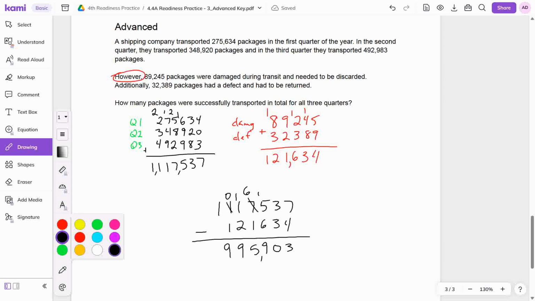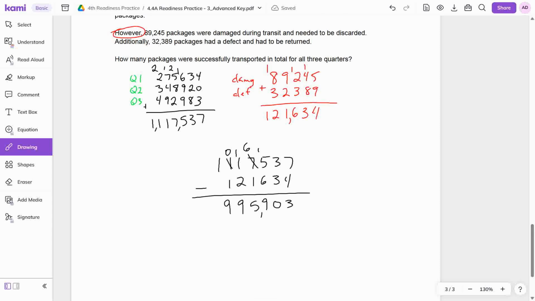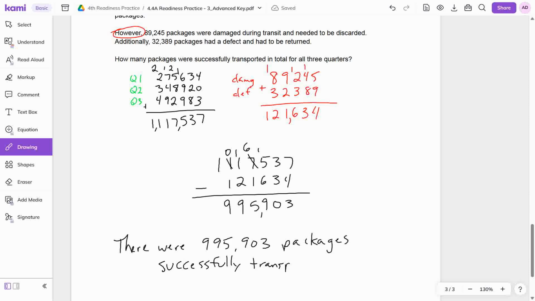So I've got that number, 995,903. So we can say there were 995,903 packages successfully transported. And that will be our sentence to end this problem.